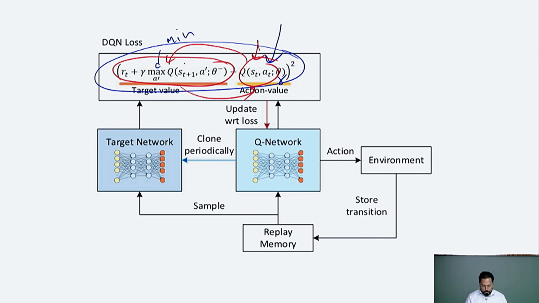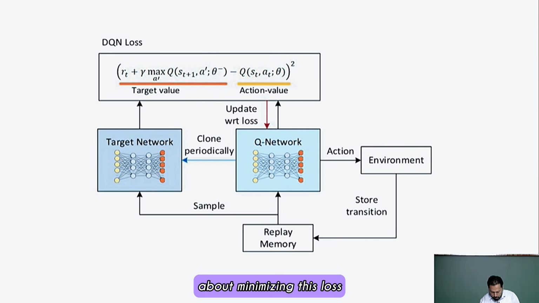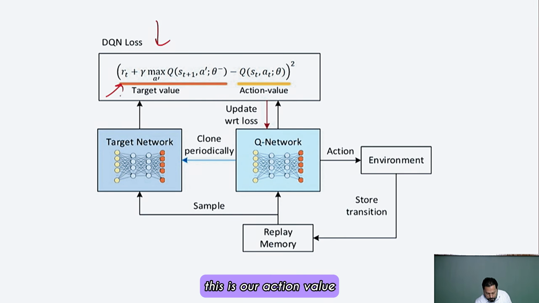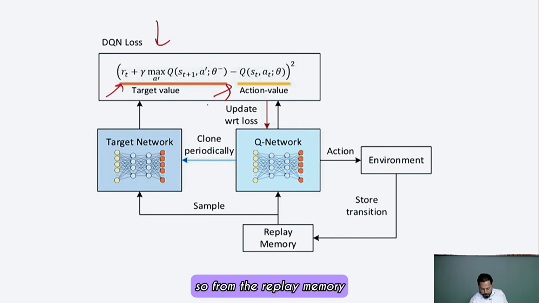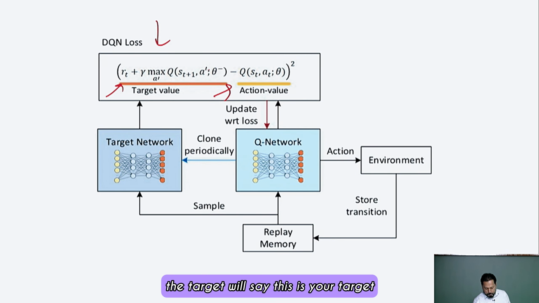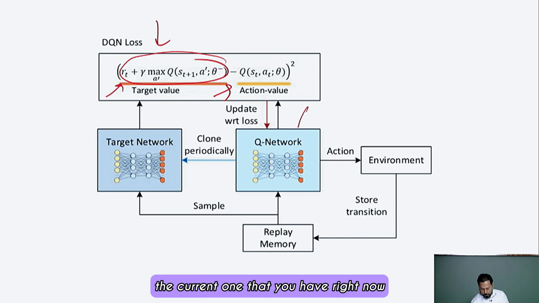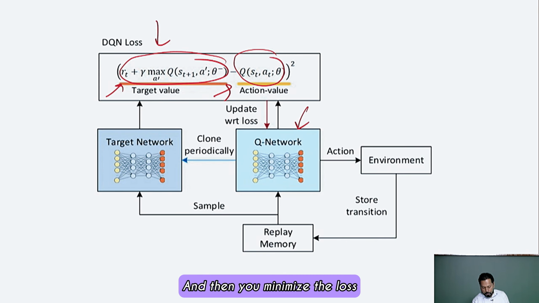So DQN is about minimizing this loss. This is the DQN loss. This is our target, and this is our action value. From the replay memory we take some samples, and for that sample the target network says this is your target, and the Q network, the current one that you have right now, gives this, and then you minimize the loss for this theta.